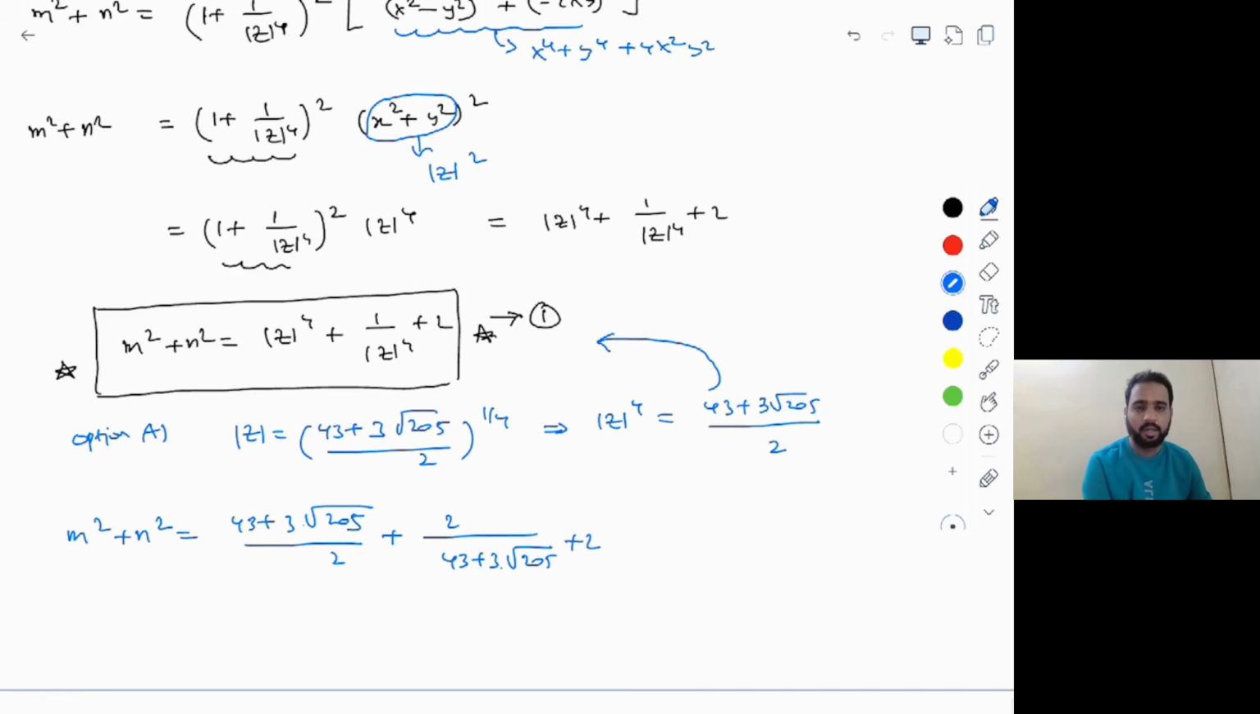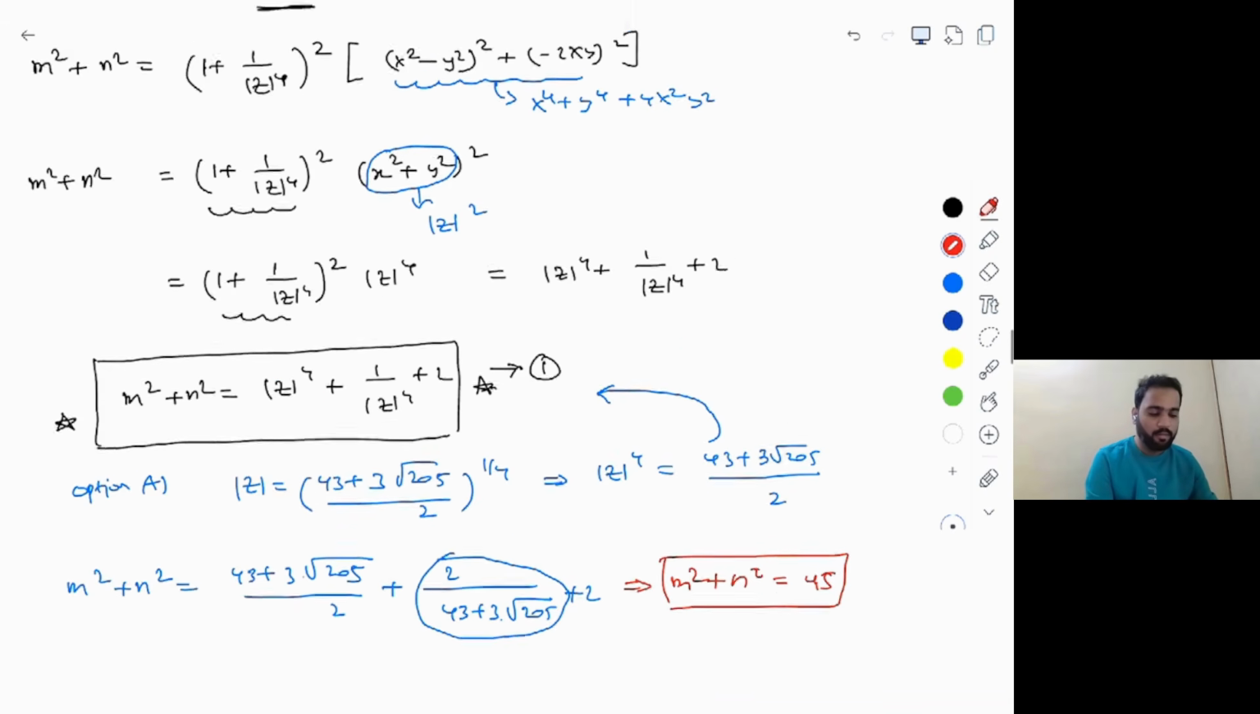Now you can rationalize the second term obviously here. So when you rationalize this second term and simplify, at last what you are going to get is, I'm leaving the calculation part to you so that you can do it later. So you get m square plus n square is equal to 45. A simple equation, m square plus n square is equal to 45 when you solve option A here.